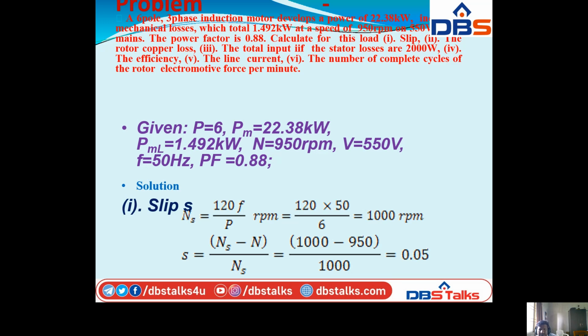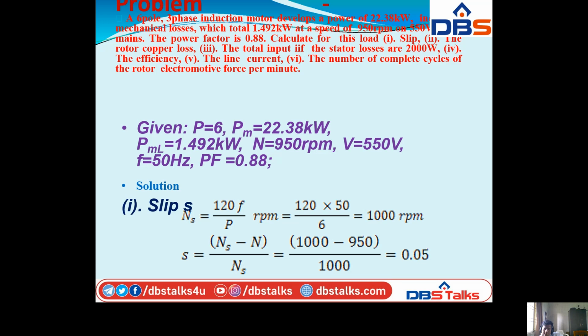Look at the problem. A 6-pole 3-phase induction motor develops a power of 22.38 kilowatt, and the mechanical losses total 1.492 kilowatt, at a speed of 950 rpm on 550 volts. Power factor is 0.88. Calculate using this load: first, slip; second, rotor copper loss; third, total input if stator losses are 2000 watt; efficiency; line current; and the number of complete cycles of rotor electromotive force per minute. Go through the problem.